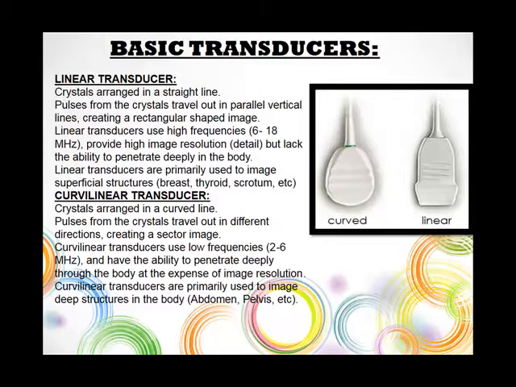Your lines travel out straight, which ends up making a nice rectangular shaped image. So this is your linear transducer. Your curvilinear transducer, your crystals are arranged in an arc. So your crystals travel out in slightly different angles, which in the end gives you a sector-shaped image.